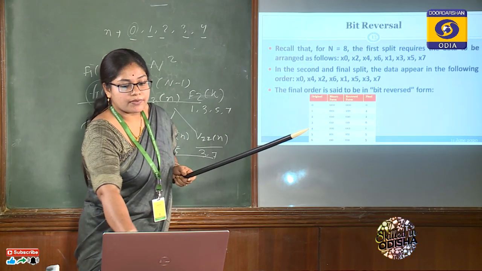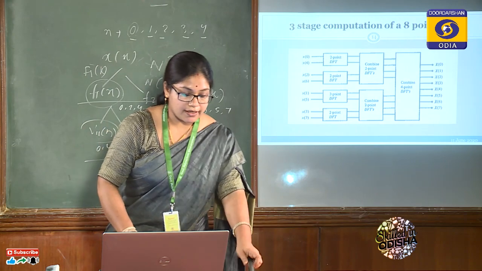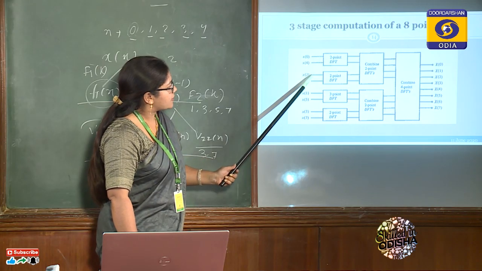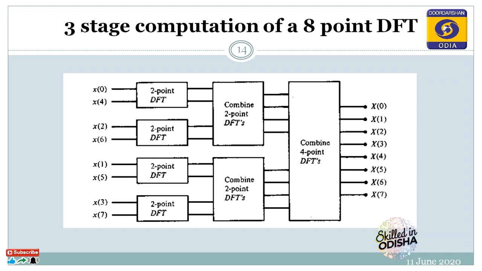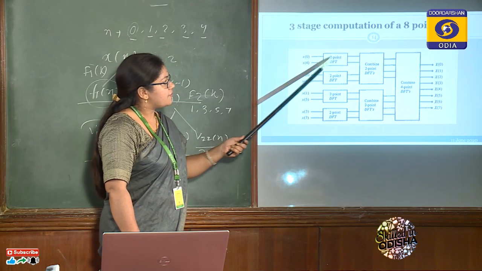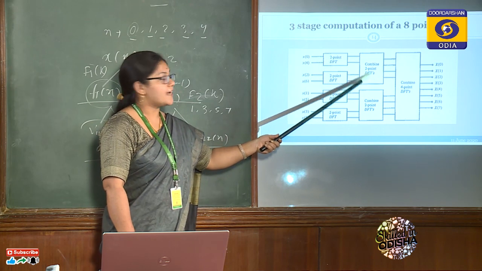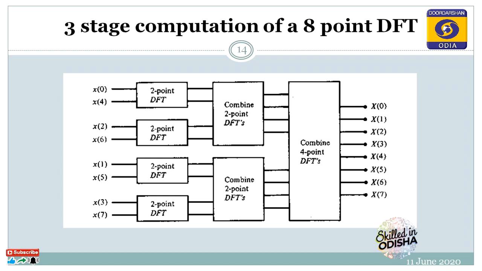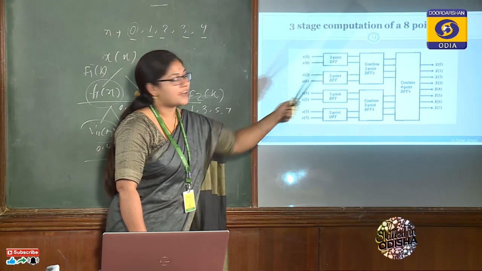Now one more thing, I have put one image for your clarity. Here I have taken x of 0, x of 4, x of 2, x of 6. This is the bit reversal. What we are doing here, we are finding the 2-point DFT in each case. Then after getting these 2-point DFTs, you can combine them to get the 4-point DFT. Similarly, this set also gives the 4-point DFT. Then combining these two 4-point DFTs, you get an 8-point DFT. So this image is about a 3-stage computation of an 8-point DFT.